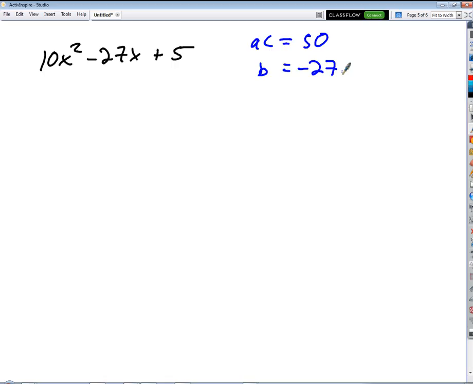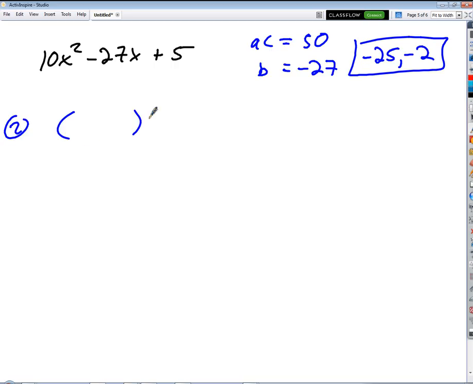Okay, suggestions? -25 and -2, very good. So our magic numbers are -25 and -2. Okay, we got them. There's step 1, done. Step 2, easy. We're just gonna set up the initial factors, so we get x minus 25, x minus 2.